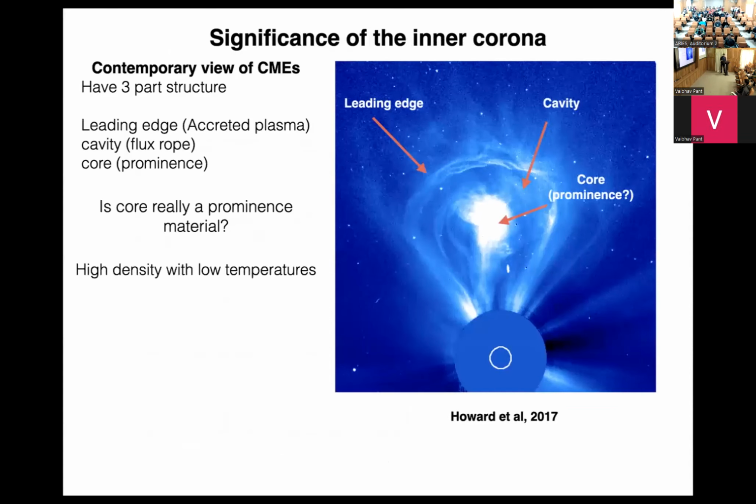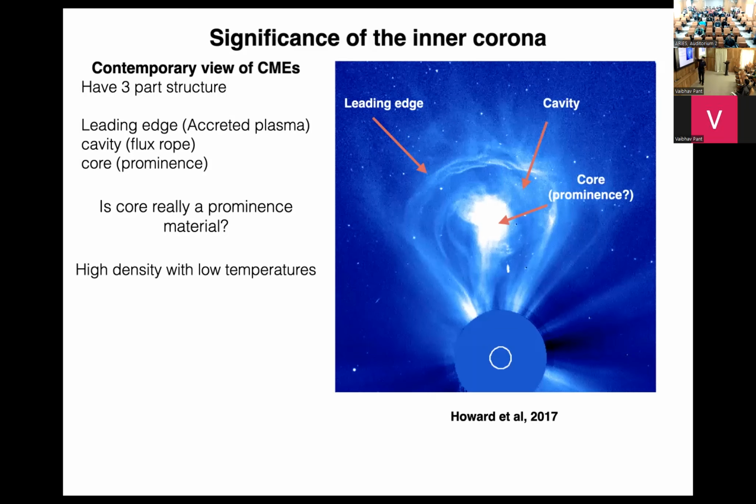Okay, so the contemporary view of CMEs is that they have a 3-part structure. But this you must have already read, but not all the CMEs have a 3-part structure. Some CMEs do not. It has also been shown that the core of the CME is usually prominence material. Prominence is cool material, and that's why it appears bright. It's because it's very dense, so it can scatter more disk light. So it appears very, very bright.